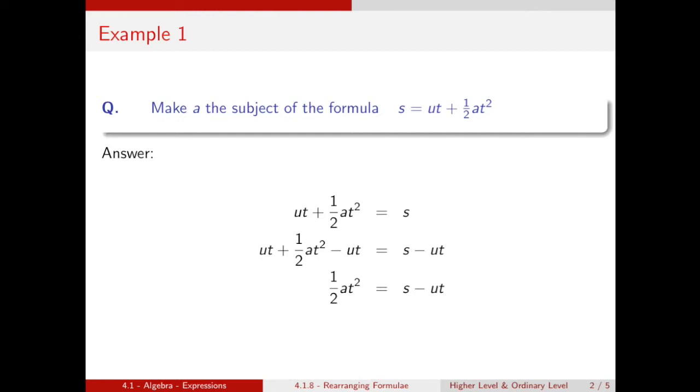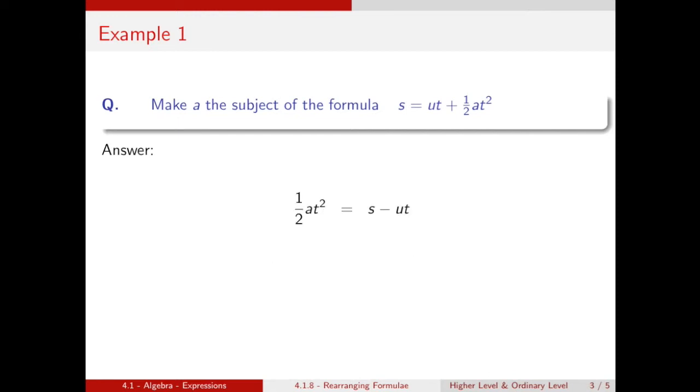I want to also get rid of the half from the left hand side, so let's multiply across by 2, because 2 times a half on the left hand side is going to be 1, so I'm left with at squared, and on the right, multiplying out my bracket, I've got 2s minus 2ut.